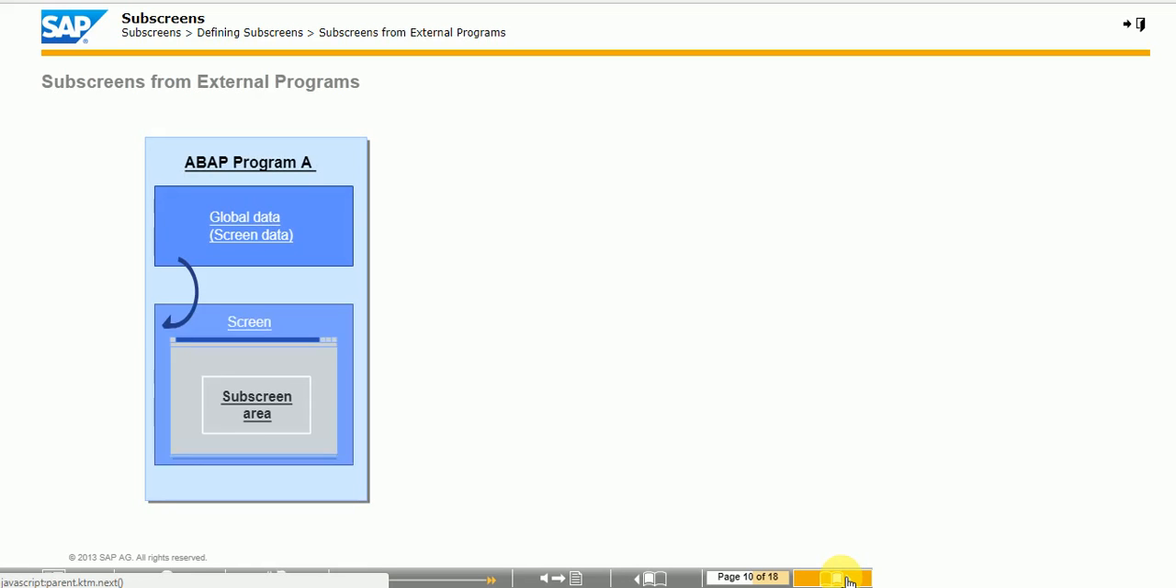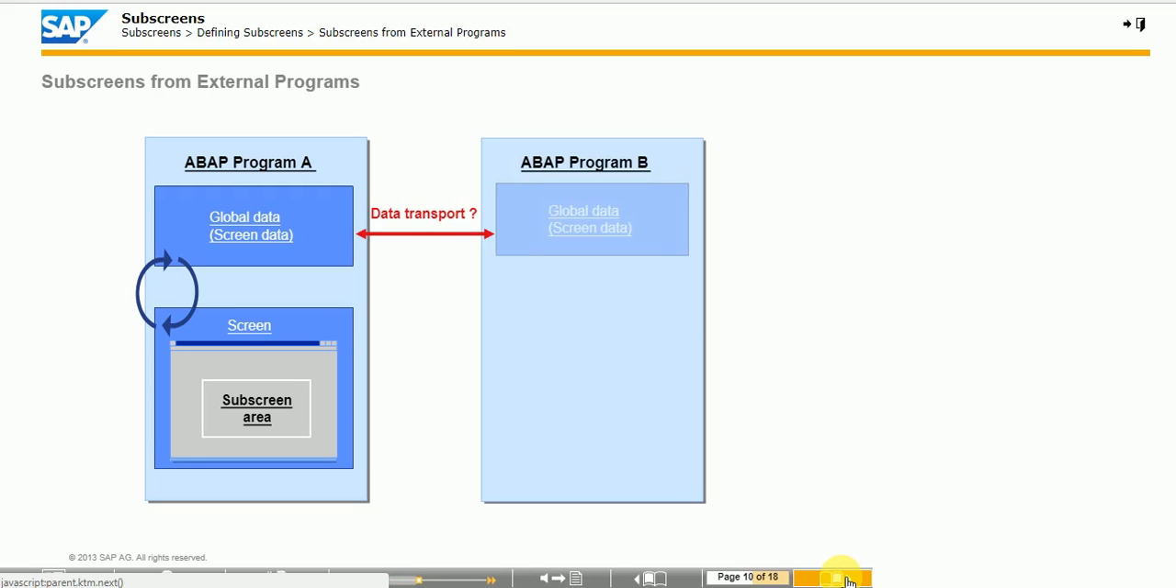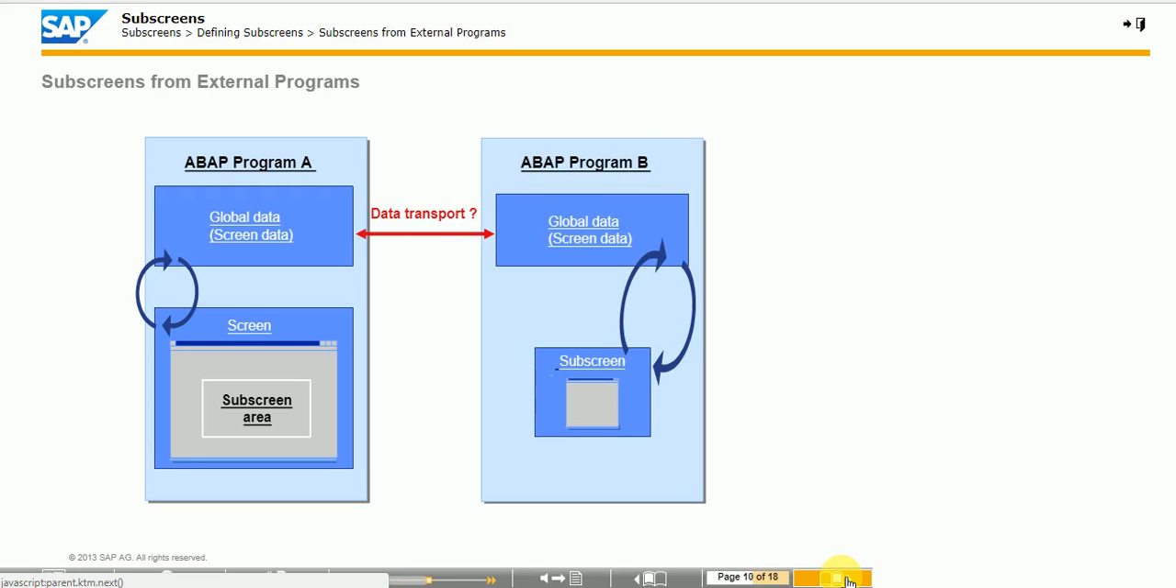If a subscreen is not in the same module set as the main program, the global data of the main program is not available to the subscreen, and the data from the screen cannot be transferred back to the program. You must program the data transfer, for example, using a function module that exports and imports data with an appropriate move statement in the subscreen coding.